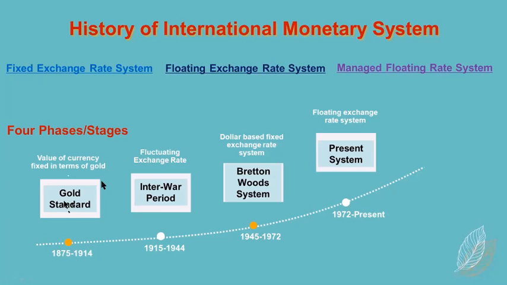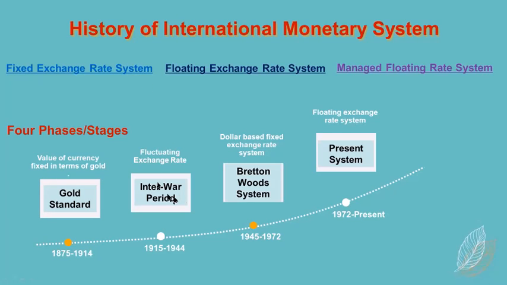It was pegged against gold standard. So that's why it is said this was fixed exchange rate system, and there was free convertibility between gold and national currencies. Since it is pegged to gold, there is free convertibility. I hope this stage is very clear. So the value of currency was fixed in terms of gold. So the exchange rate system prevailing was fixed exchange rate system. Right? We are going to the next one.